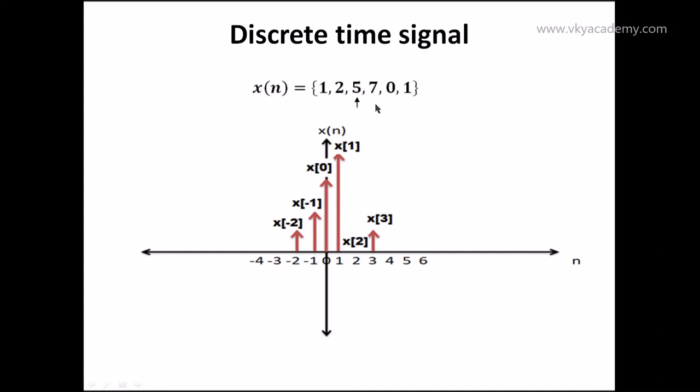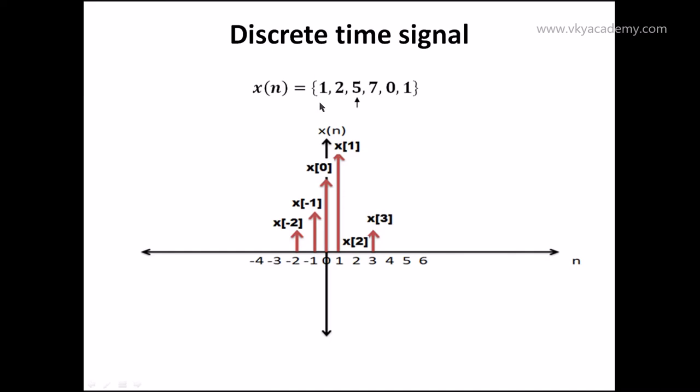Now here we can see one signal x of n in discrete domain, given as 1, 2, 5, 7, 0, 1. And you can see that one arrow mark is given under the sample 5. So basically this particular sequence is called a finite duration discrete time sequence. It is called finite duration just because we can count the number of samples.